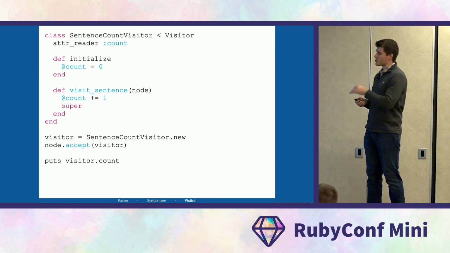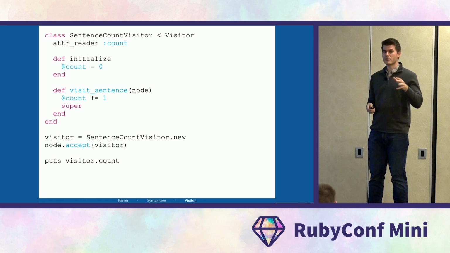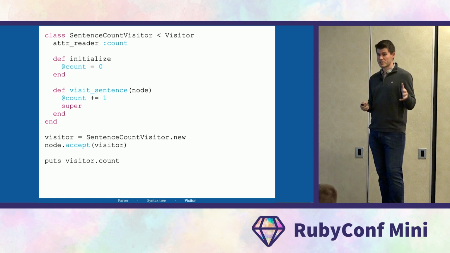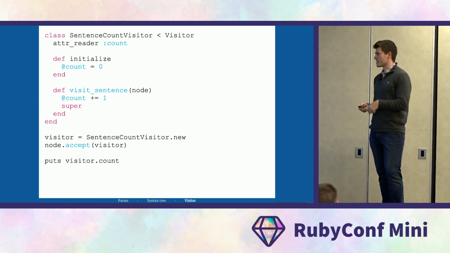This visitor, for instance, only cares about the sentence node. It's going to count all the sentences. This is great. You don't have to handle every kind of node type. You don't have to have a case statement over the different kind of node that you're visiting, because this method is only going to get called if a node itself calls visit sentence.